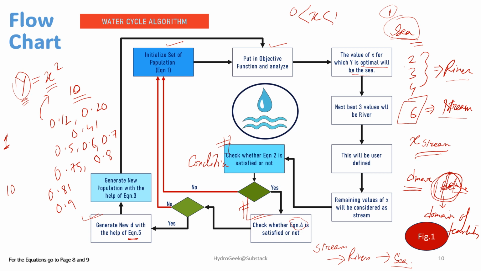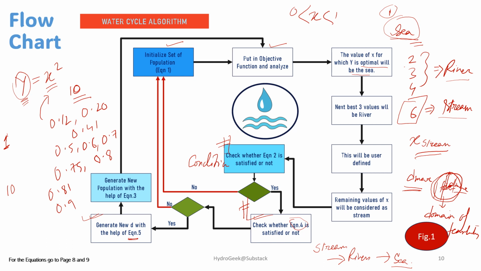But although the total number of rivers is user defined, the total number of streams is condition defined. You must check that condition. And then you must also check the Dmax. All your x must come within Dmax, from the domain indicated or limited by Dmax.